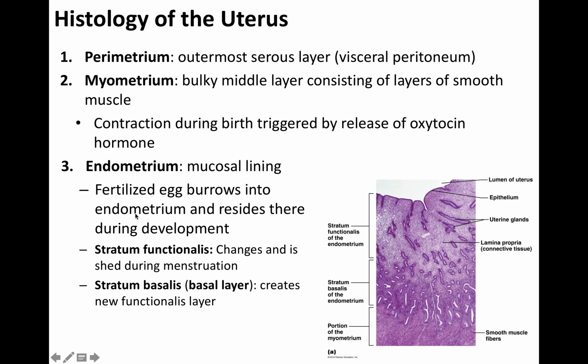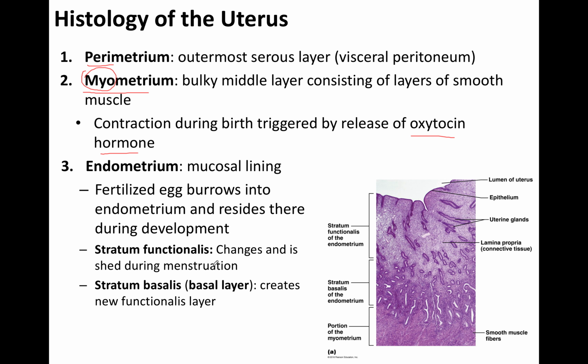Okay, so histology, you want to know the outer layer is the perimetrium. The middle layer is going to be the myometrium. Remember, myo means muscle. So this is the smooth muscle layer that is going to contract, usually during birth. This is where oxytocin is going to target. Oxytocin is going to cause the muscle to contract more.